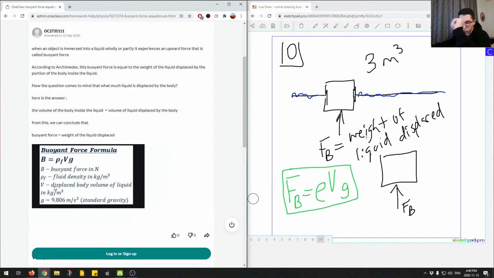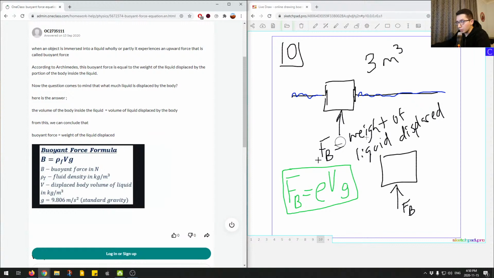So this is important to know. It's not the full volume. If it's half submerged, it would not be the full volume of this object. It would be just half. If it was fully submerged, then it would be the full volume of the object. And G is just standard acceleration due to gravity. And the buoyant force always acts upward on the object. So when the object's going into the liquid, the buoyant force is the force acting upward.